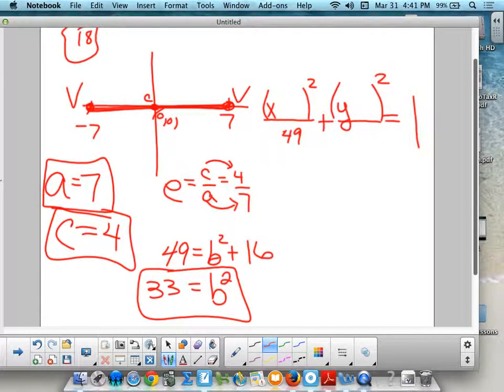Your B squared is 33. Excuse me. Your center is 0, 0, so it's just minus 0, minus 0. I didn't even have to do that. It's just X squared over 49. There it is. That's it. Okay, next, 19.